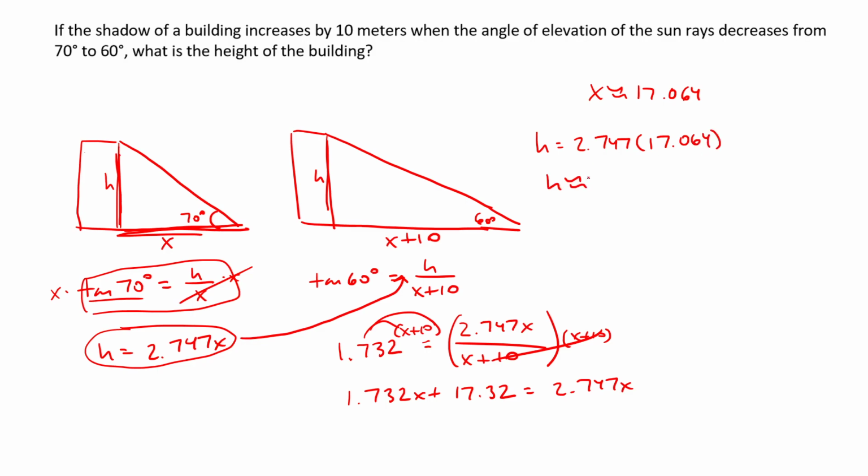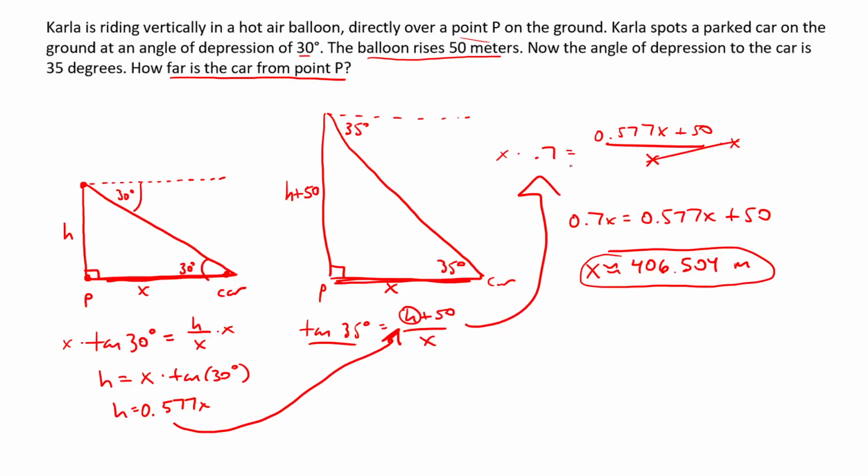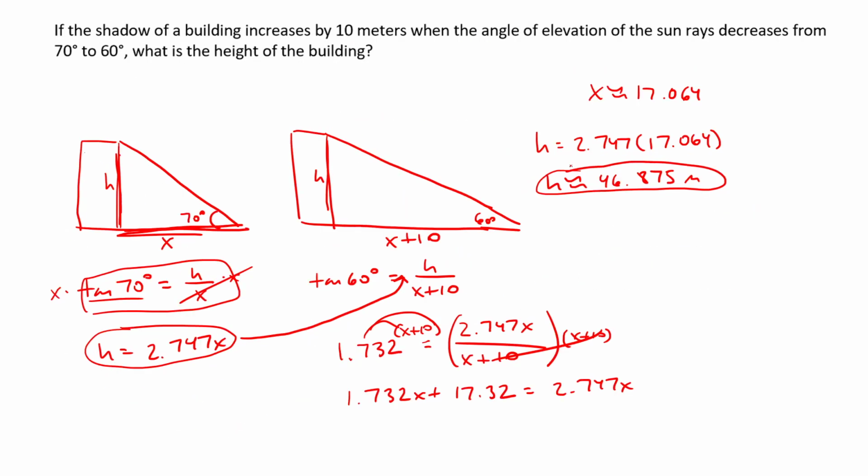Okay, and so h is about 2.747 times 17.064. I get about 46.875 if I round off, meters. All right, so hopefully you see how these problems, the hot air balloon and this problem, are similar in how they're set up.